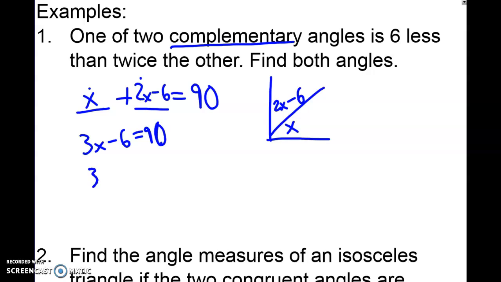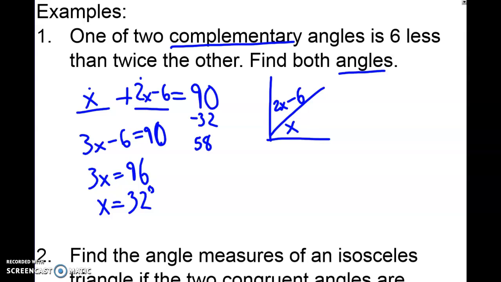Add 6 to both sides. 3x equals 96. Divide by 3. X would end up equaling 32 degrees. Now, make sure you answer the prompt, which is find both angles. So I have 32 degrees. I'll take that away from 90, and so that's going to be what?